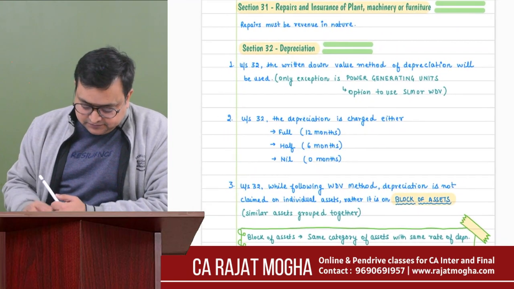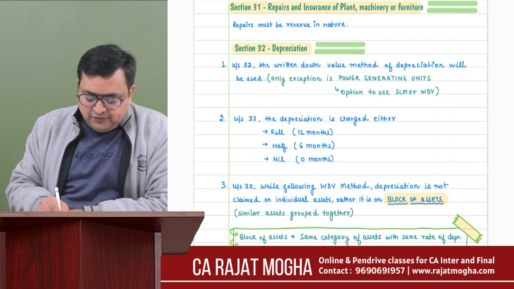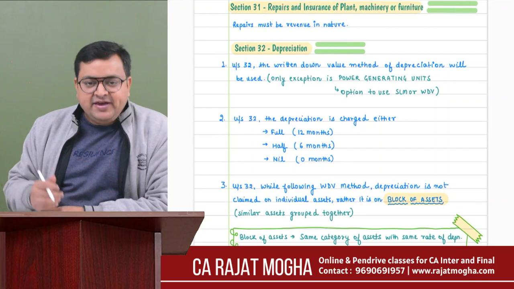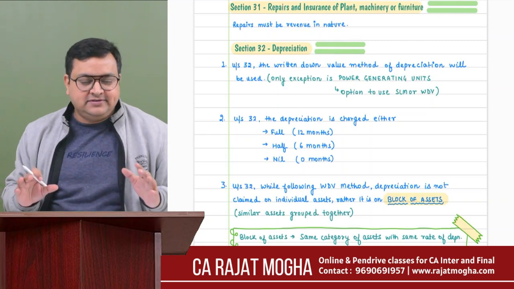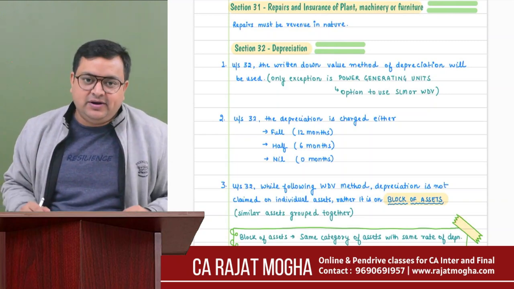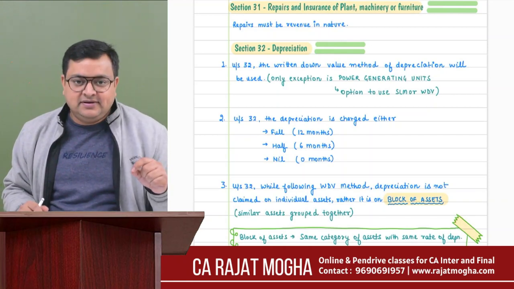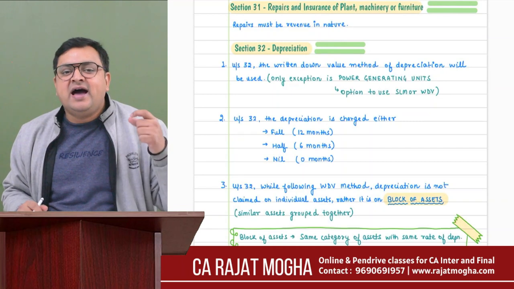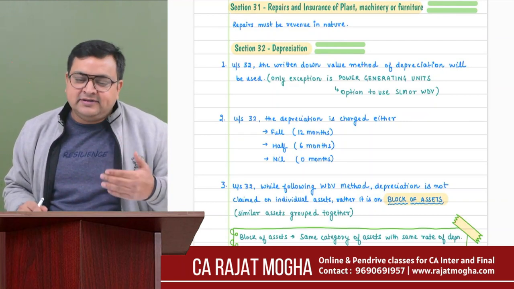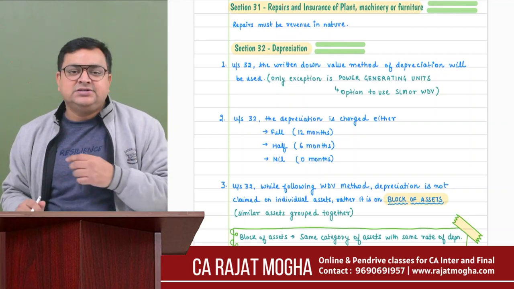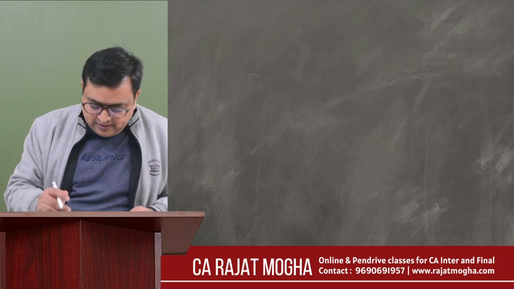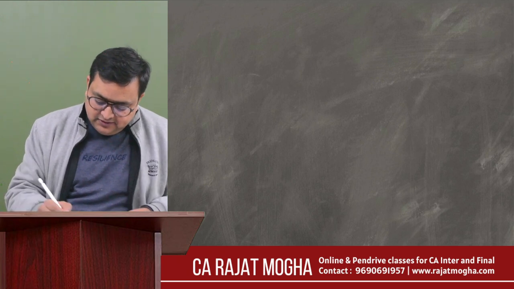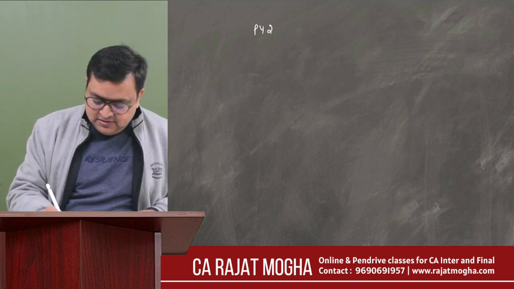Next thing I was telling you is that either we will charge depreciation for full, for half, or for nil. Let's say we have purchased a machine and we have not used this asset at all. We have not started using this asset at all. We will not charge depreciation until we have started using the asset. We call it, the asset should be put to use. If the asset is put to use, then we can charge depreciation. If the asset was never put to use during the year, please don't charge depreciation. So I am saying that, let's say, this is the previous year.